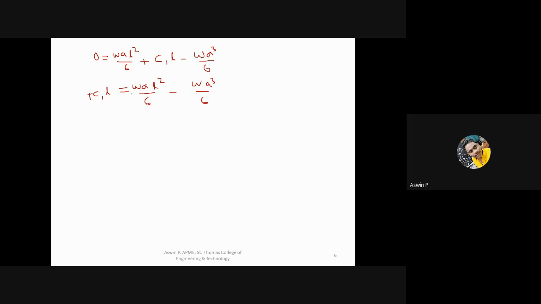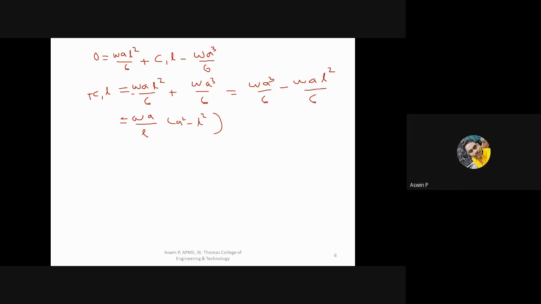For that, here positive means here negative, here that will become positive, and the final equation will be W A cube divided by 6 minus W A L square divided by 6. And when you are taking W A divided by 6 outside, that will become W A divided by L. This is a common term in both sides. So W A by L will become A square minus L square. Hope this is the final equation, right?